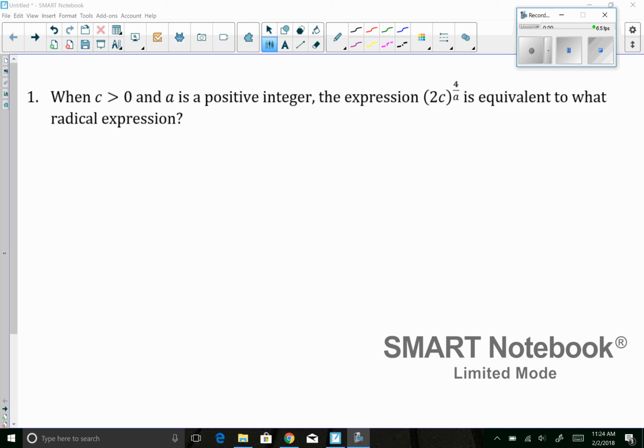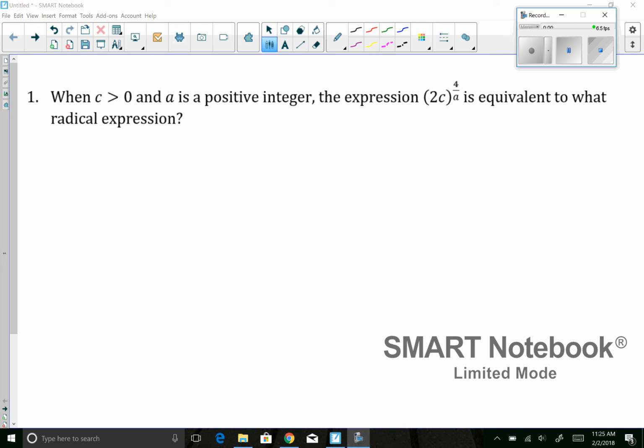So for number 1, I noticed that it says that c has to be greater than 0. It's probably going to say that because we don't want to have negative numbers in our radicals here. It also tells us that a is a positive integer, right? If that was a negative integer, that would change things. It would make it not as easy of a question. And it gives us this fractional exponent.